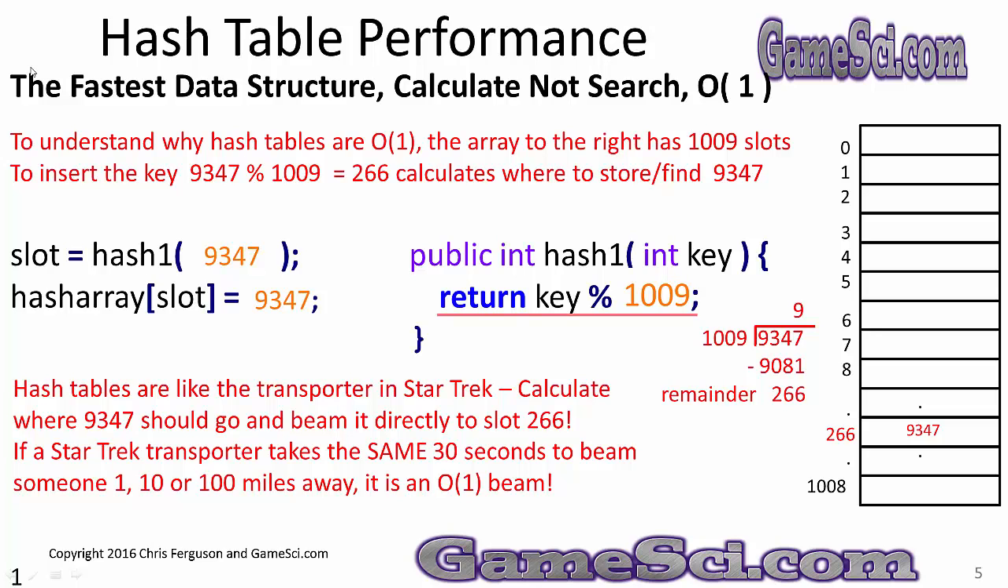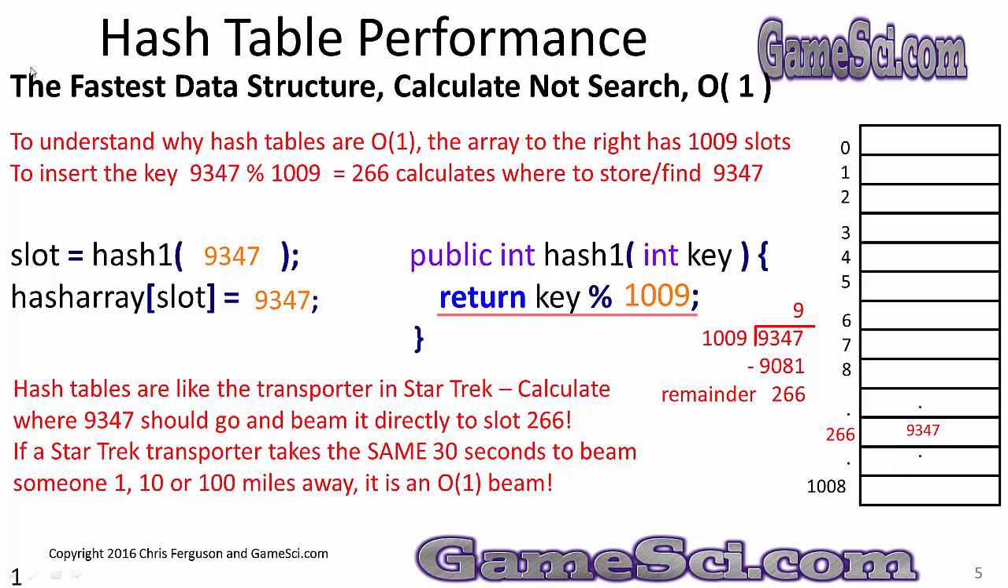To understand why hash tables are order 1, the array to the right now has 1,009 slots. From 0 to 1008 is 1,009 slots. If we wanted to insert the key 9347 into this array, we'd have to do a modulus of 1,009 and it would equal 266. This calculates where to store or find 9347. If you do the math, 1,009 goes into this 9 times with a remainder of 266. 266 is where we want to store the key 9347.